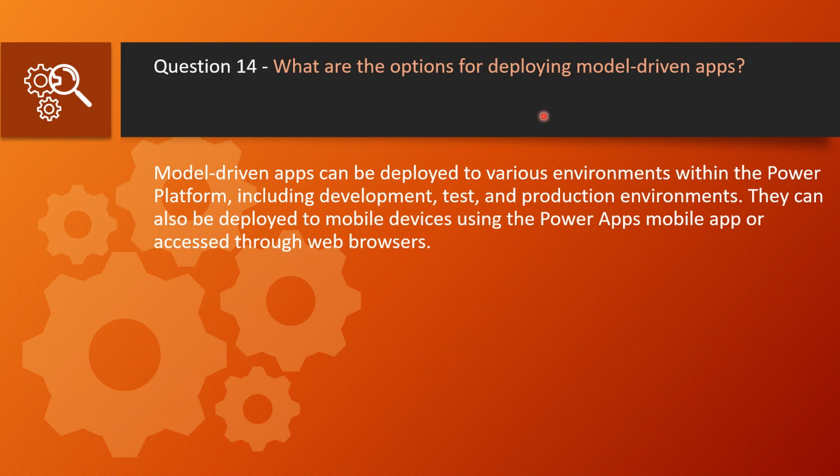What are the options for deploying model-driven apps? Model-driven apps can be deployed to various environments within the Power Platform, including development, test, and production environments. These are basically the three main types of environments. They can also be deployed to mobile devices using the Power Apps mobile app or accessed through web browsers.